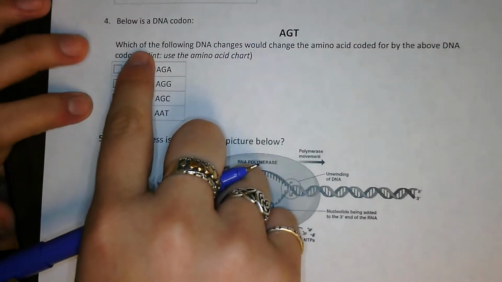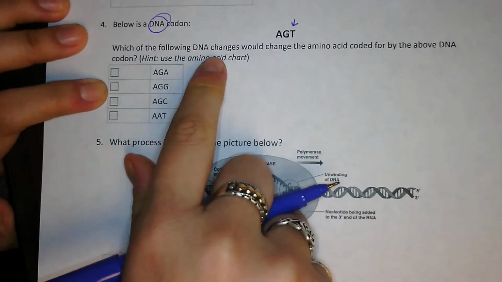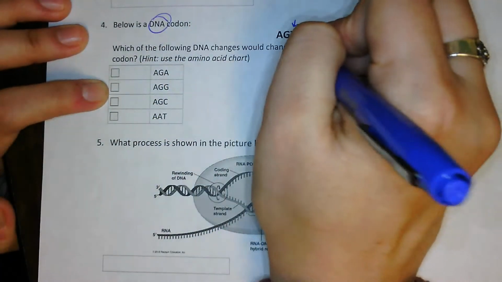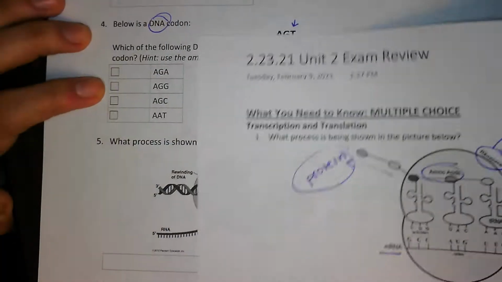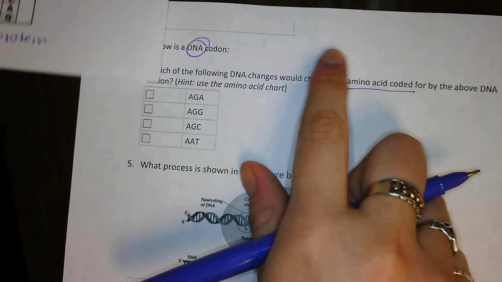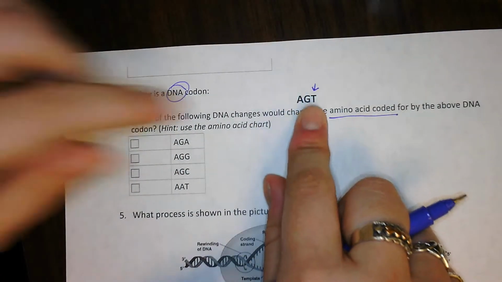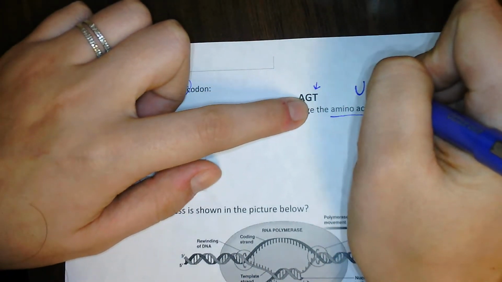Next up, boom. It says below is a DNA codon. I know that this is also DNA because it has thymine. Which of the following DNA changes would change the amino acid you coded for by the above DNA codon? Hint, you need to use the amino acid chart. So you need to use this chart and figure out what amino acid this codes for. Again, to use this chart, you need to be in RNA. We are in DNA right here. So we need to change this to RNA. And that is A means U, G means C.